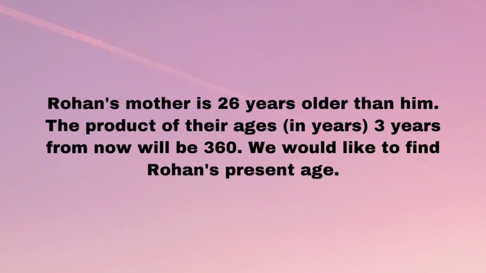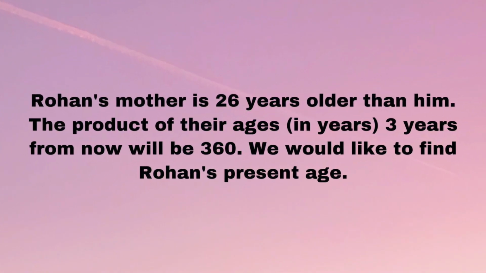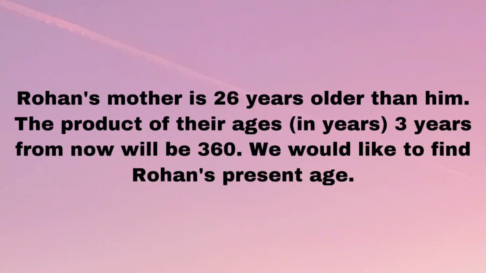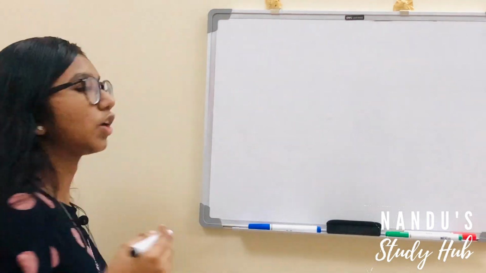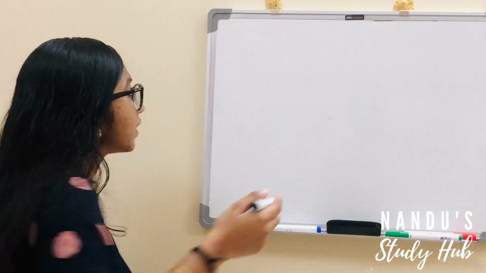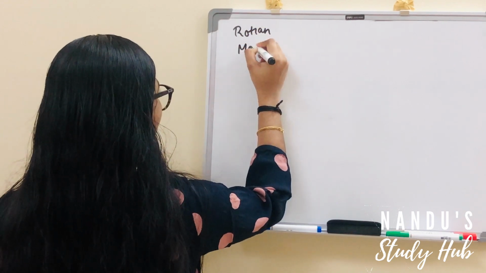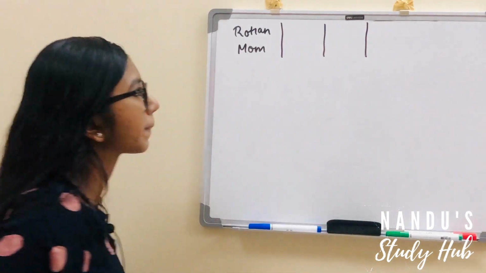Rohan's mother is 26 years older than him. The product of their ages in years 3 years from now will be 360. We would like to find Rohan's present age. This is an age type of question, so it is always good if you can draw tables and then solve it. I have only two people in this question, which is Rohan and his mom. So I can write Rohan and mom, and I need two columns, right?